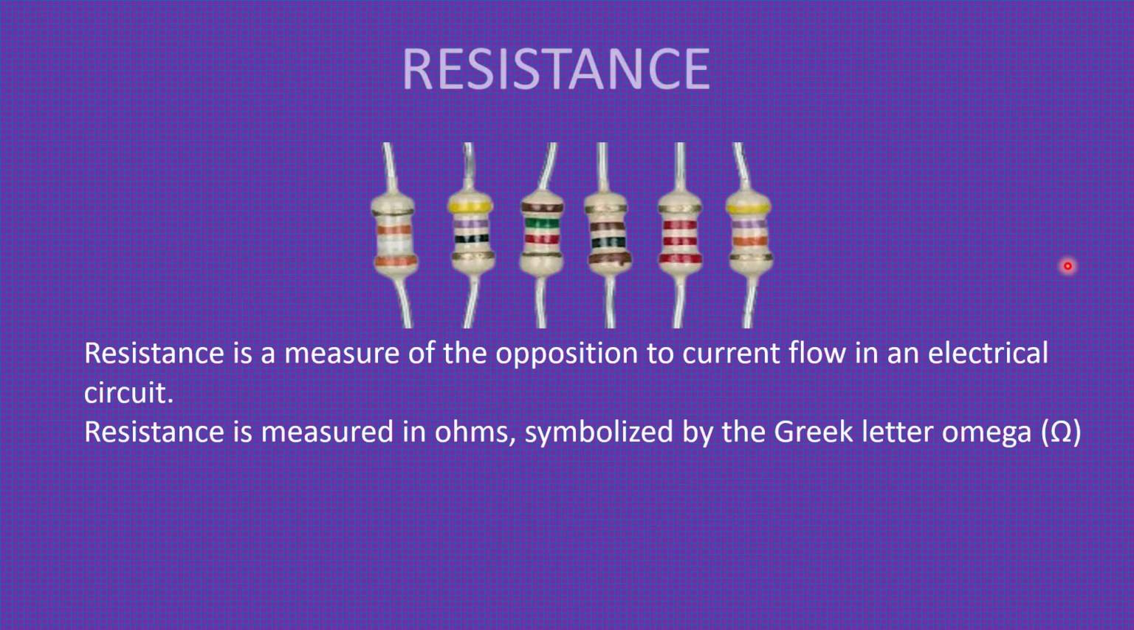Another term is resistance. Resistance is the measure of opposition to current flow in an electrical circuit. Resistance is measured in ohms. It is symbolized by the Greek letter omega. Basically, resistance is the opposition to the current flow. Resistance is used to limit the current flow in a circuit.